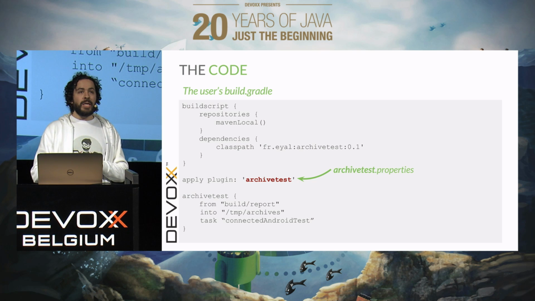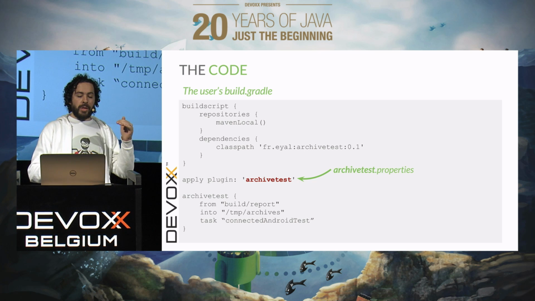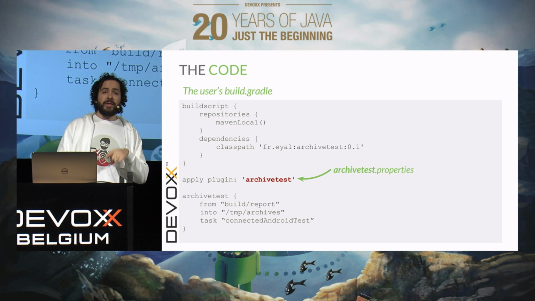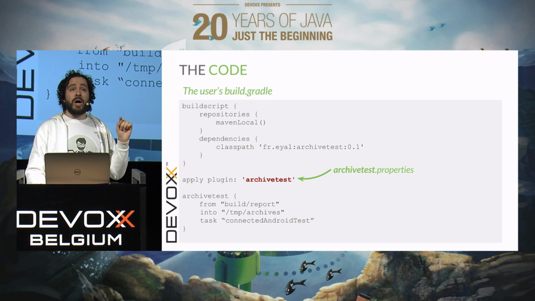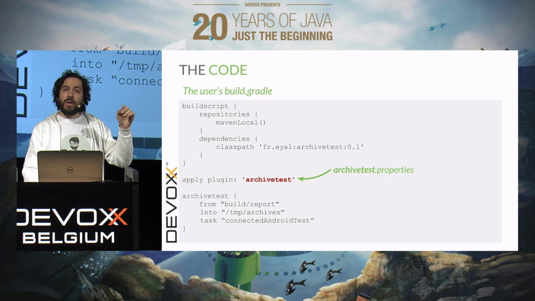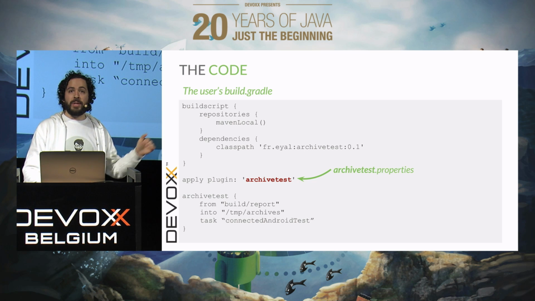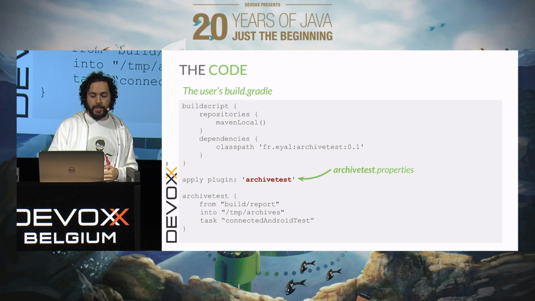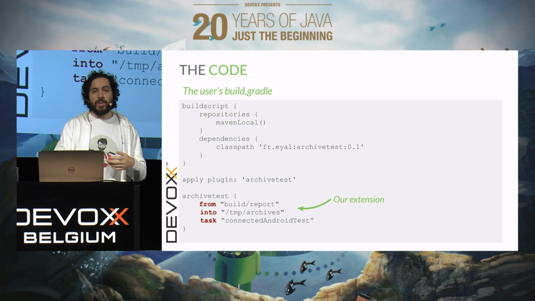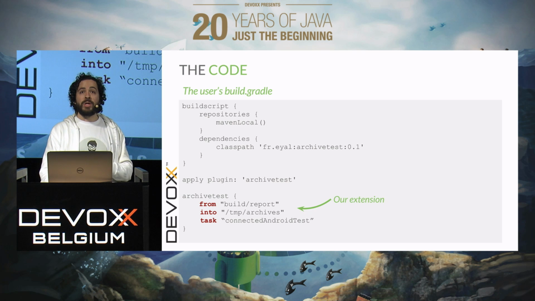And as you see, it launches apply plugin quoting archive test. What it will do at this moment is call our apply method in our plugin, and everything that we implemented inside will be executed. Then he configures the plugin the way he wants, from, into, and task, using our extension.